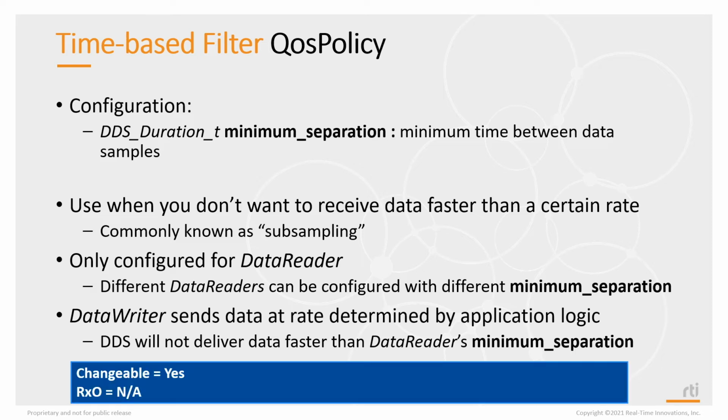There is no RxO because there is no request versus offered. There's no request. It's not like the data reader requests it because the data writer is not offering. This is not an RxO QoS policy. And the minimum separation is changeable. You can, for a data reader, change the value of the minimum separation during operation. So sometimes you want the data faster, sometimes you want the data slower.